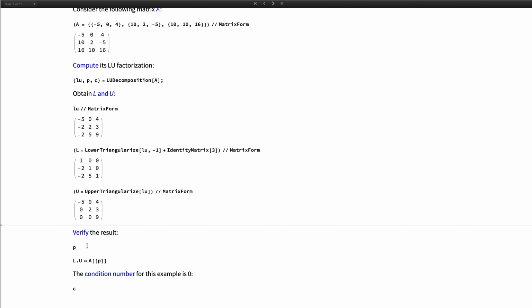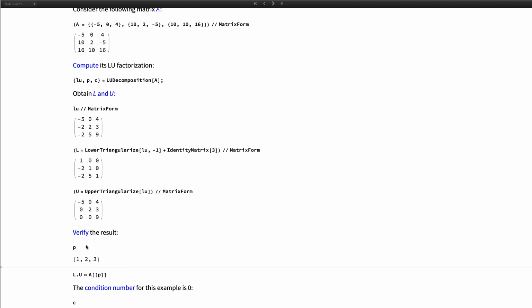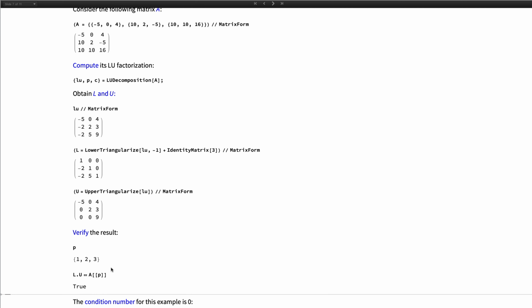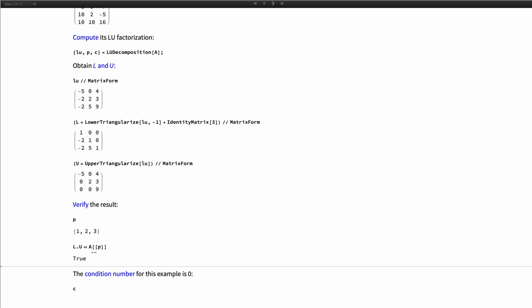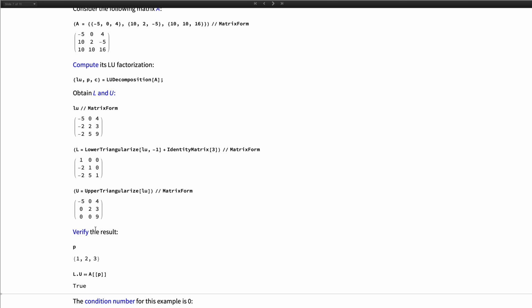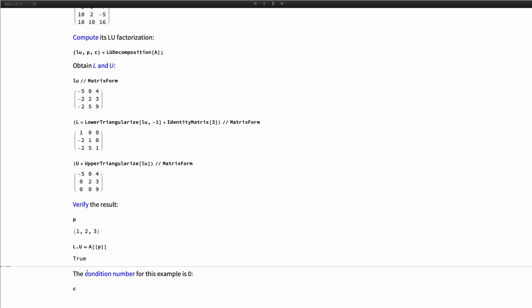And if I want to check the result, I first of all need to look at P. So the P over here tells me that in this case, there's no change, no interchange done to get the factorization. So L dot U is A with the same order. Now, the C over here is actually a number called the condition number. But that only matters if you have decimals or inexact quantities in your input, and it turns out in this case it's just 0.